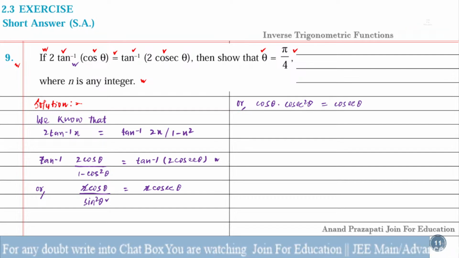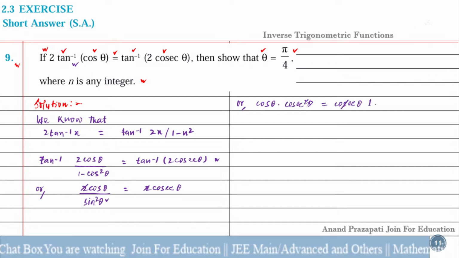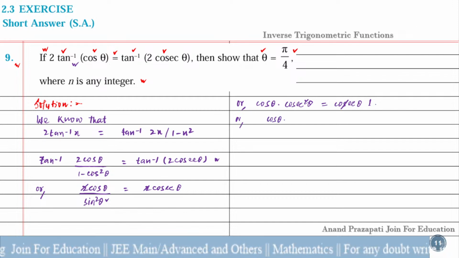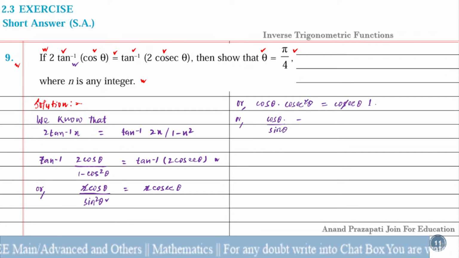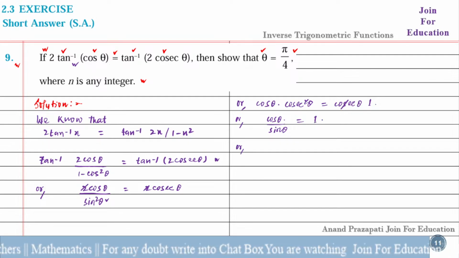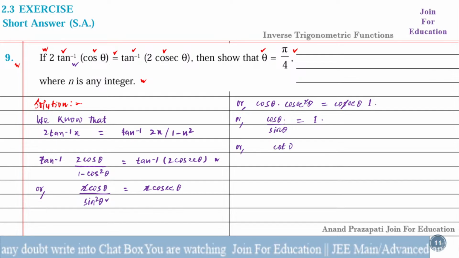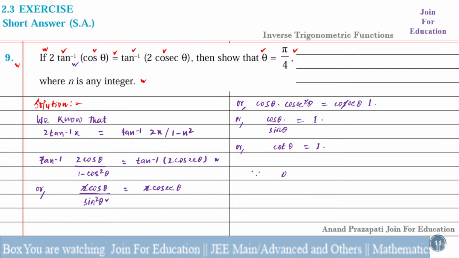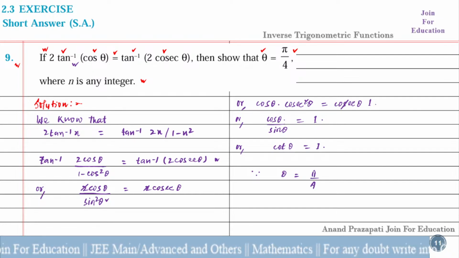So we cancelled out this one, then we get here 1. So in the next step we get cos theta by sin theta equal to 1, and we know that cos theta by sin theta equal to cot theta equal to 1. Therefore here theta equal to pi by 4, proved.